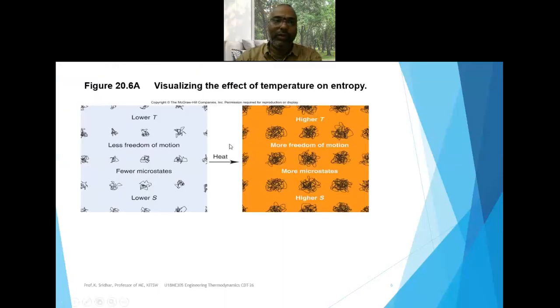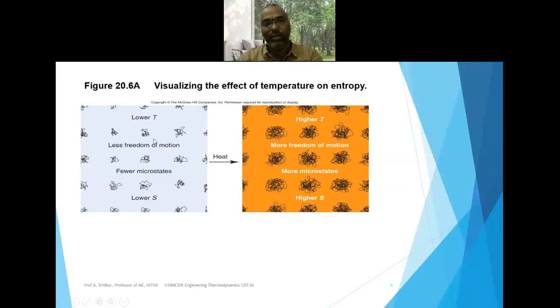Now we can see here, visualizing the effect of temperature on entropy. Just now I said that whenever you increase the temperature of your working fluid, the disorderness of the molecules increases, and that leads to the entropy value also increasing. Now see here: less freedom of motion, fewer microstates. Whenever you are heating, you can observe higher temperature, more freedom of motion, more microstates, and that leads to a higher entropy value. Due to the heat transfer, that is the higher heat input, the temperature is increasing.